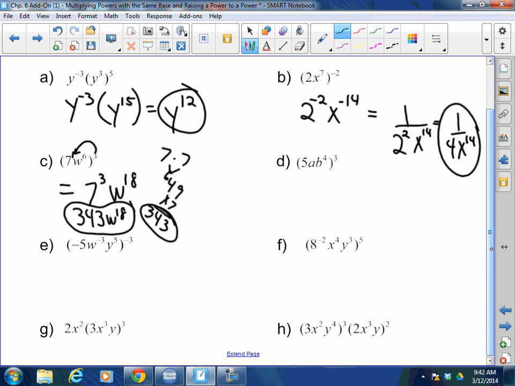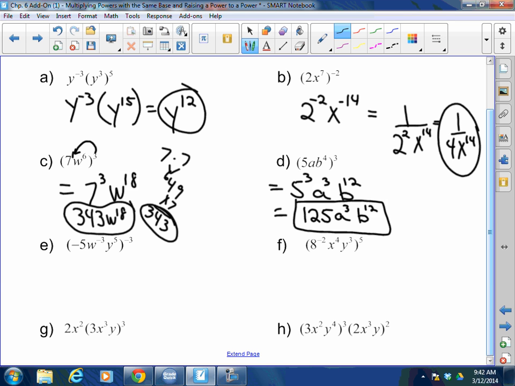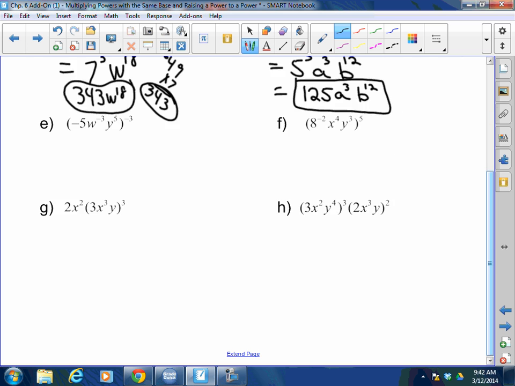Okay, 5ab to the 4th raised to the 3rd power equals 5 cubed. Go step by step. Thank you, a cubed. And b to the 12th, fantastic. And then this equals 5 times 5 times 5 is 125. a cubed, b to the 12th. My friends, trust me. It's easy if you just go step by step. Boom, boom, boom, you'll knock it out. Sir, you have a question? Oh, okay, you want to do the next one. Awesome. Okay, step by step, though, what do you have?